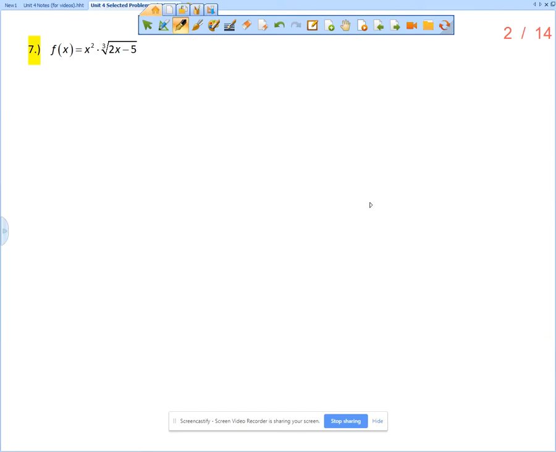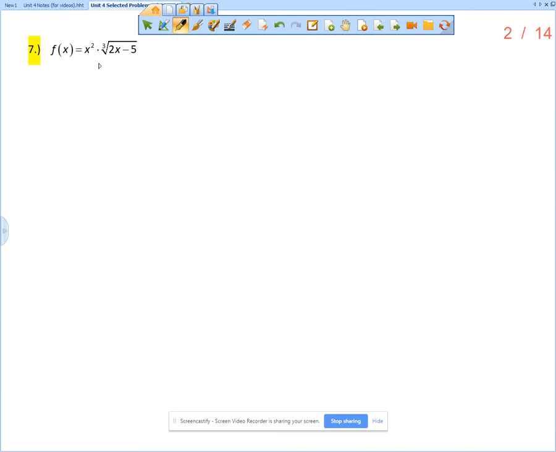This is the solution video for section 4.1, problem number 7. The directions for 6 and 7 say find the critical numbers of each function. You're given f of x equals x squared times the cube root of 2x minus 5. So, critical numbers. Remember, critical numbers are x values in the domain of f for which f prime of x equals 0 or is undefined. So first of all, the domain of f.